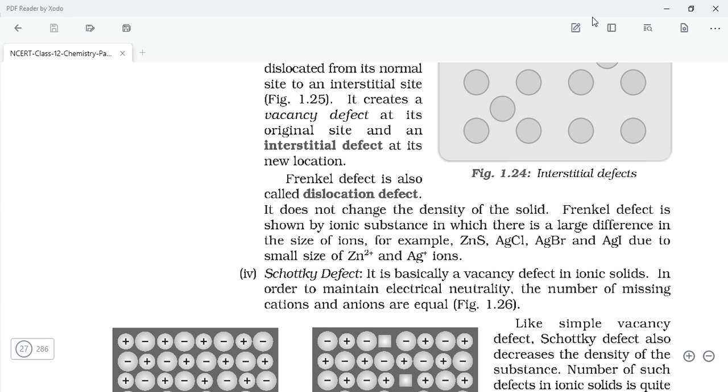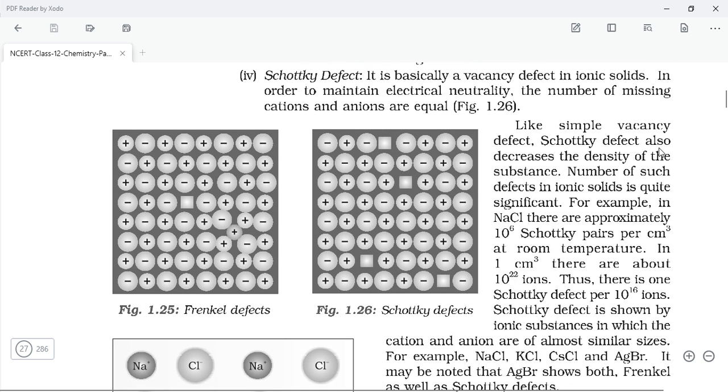So Schottky defect is basically a vacancy defect in ionic solids. In order to maintain electric neutrality, the number of missing cations and anions are equal. Like simple vacancy defects, Schottky defect also decreases the density of the substance. The number of such defects in ionic solids is quite significant. For example, in NaCl, there are approximately 10 to the power 6 Schottky pairs per cubic centimeter at room temperature. In 1 cubic centimeter, there are about 10 to the power 22 ions. Thus, there is 1 Schottky defect per 10 to the power 16 ions.